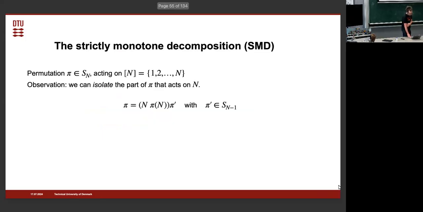And one observation is that we can isolate the value that this permutation has on input N, for example. So we can write the permutation as the transposition that just swaps N and pi of N, times some permutation pi prime, which now is an element of S_{N-1}. It just permutes the numbers from 1 to N minus 1.